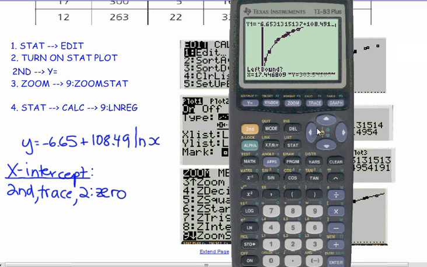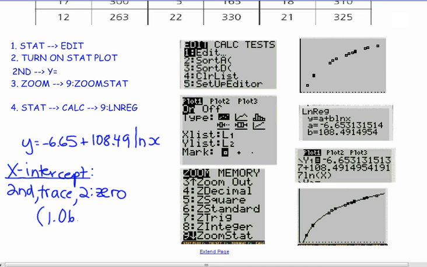But when we do 0, second trace 2, you have to go left bound of the 0. So you have to look for the negative y value and then push enter. There you go, negative. You can't do trace value for an x-intercept. You could go y2 equals 0 and find the intersection point. Right, we've done that before. And then enter. So 1.06, like you said. So the x-intercept is 1.06 and 0.